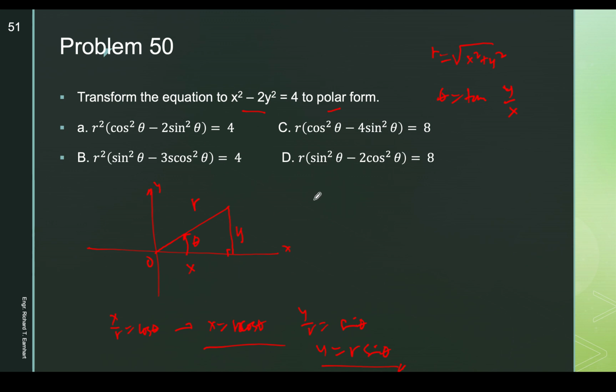That's it. So, in this case, your x is r cosine theta, quantity squared, minus 2 times r sine theta, your y, equals 4. And then simplifying, we get r squared cosine squared theta minus 2, factor out r squared, sine squared theta equals 4. So this must be letter A. Okay, the answer is letter A.